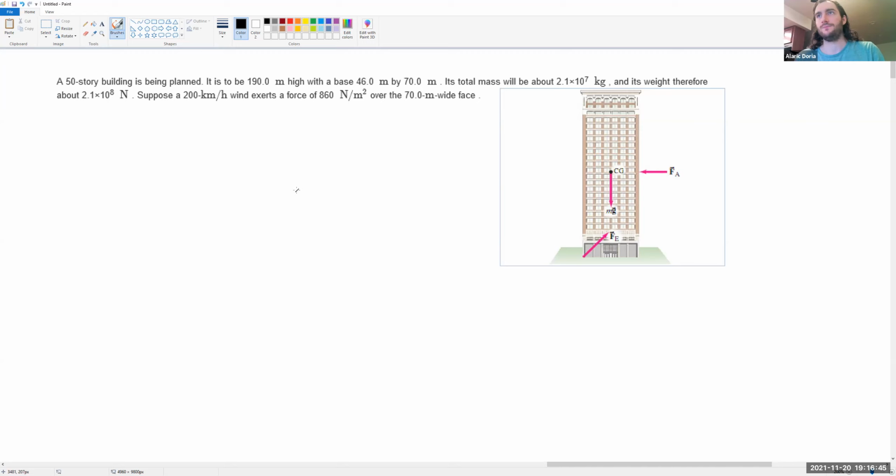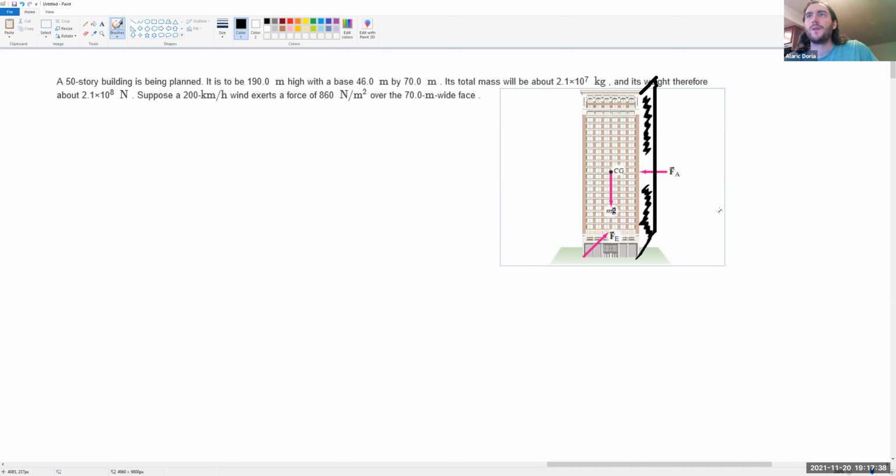2.1 times 10 to the 8 newtons. Suppose a 200 kilometer per hour wind exerts a force of 860 newtons per square meter over the 70 meter wide face. So what it's saying here is FA. Let's try to draw this a little bit, using this line drawing tool. There is a face to this building here, and on this face there's an area associated with that. That's the area that the wind is blowing on.